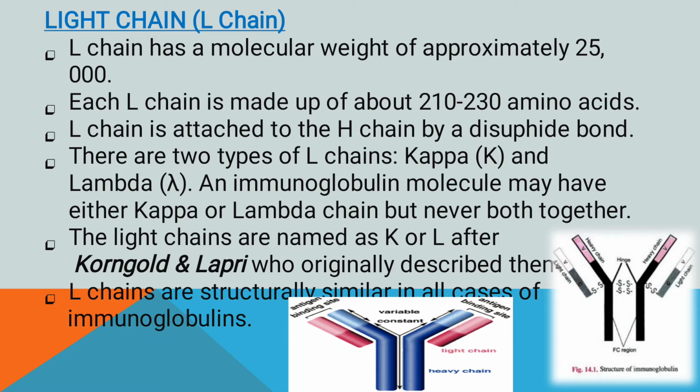There are two types of light chain, that is kappa and lambda. An immunoglobulin may have either kappa or lambda chain, but never both. These light chains were named K or L after the scientists who originally described them, those are Korngold and Lapari. So after the names of these scientists, these light chains were named K or L.